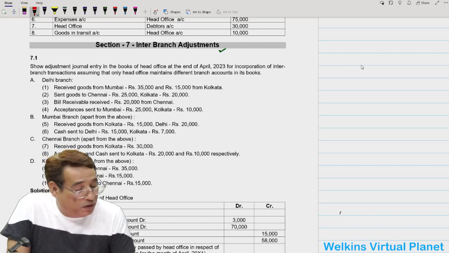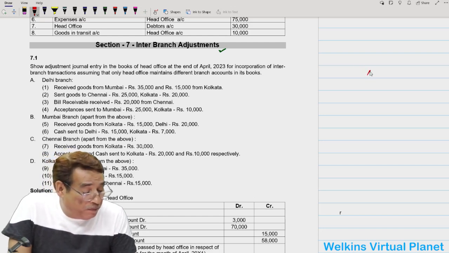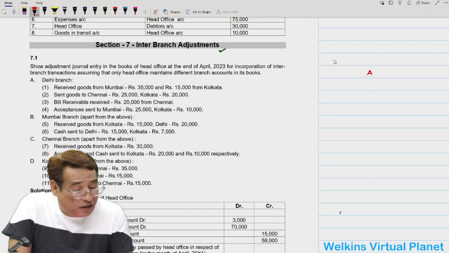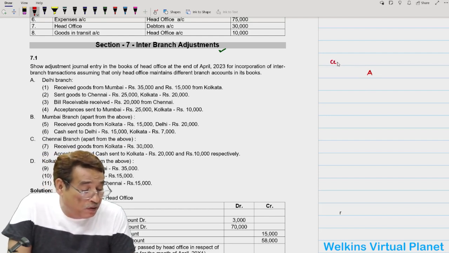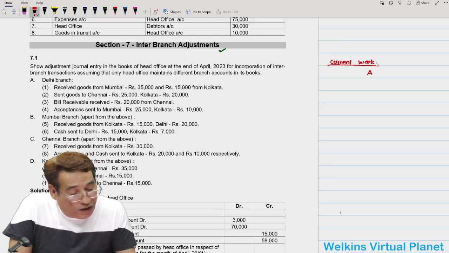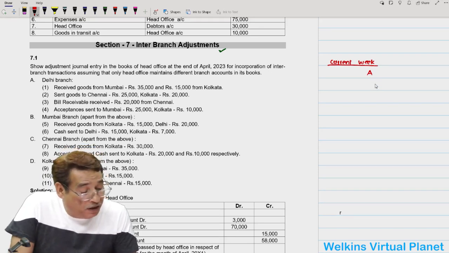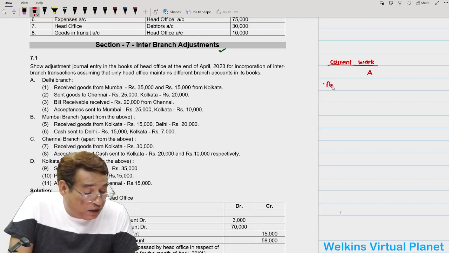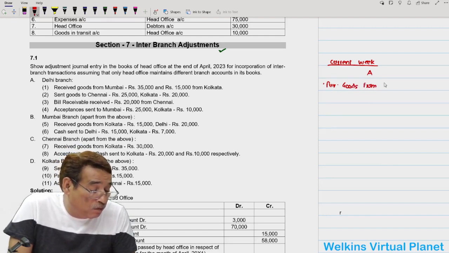In order to comprehend inter-branch adjustment, let me make you understand with the help of a particular example. Let us say Mr. A, in the current week, correct? These are the weekly transactions of Mr. A. I'm trying to tell you the theme of inter-branch adjustment. Let us say during the current week, Mr. A purchased goods from Mr. B.